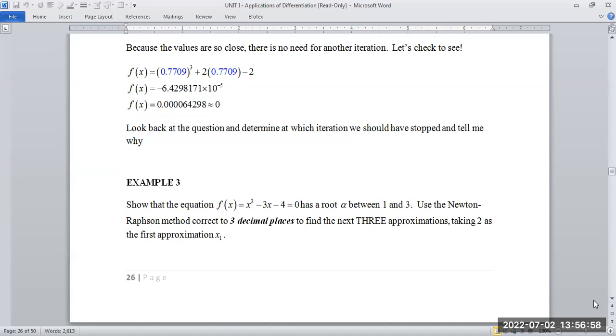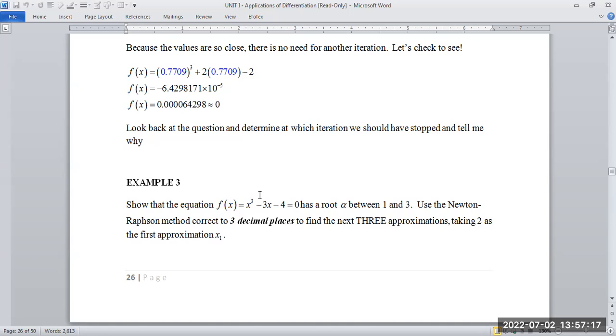So you can't go out. Your solution can't pass 3, or be less than 1, because your value is going to be between 1 and 3.